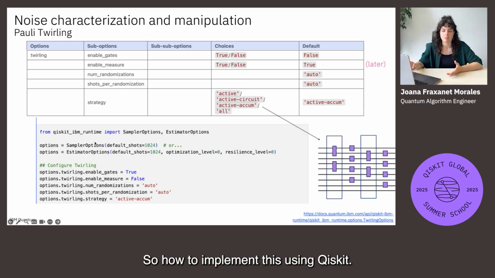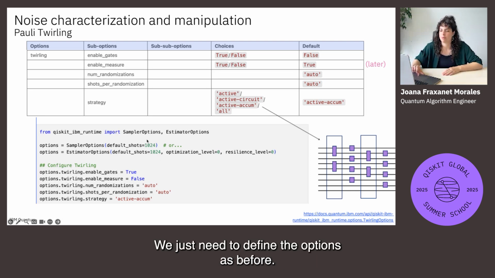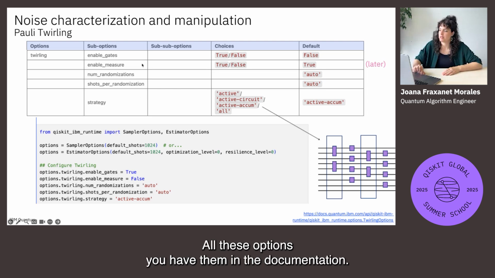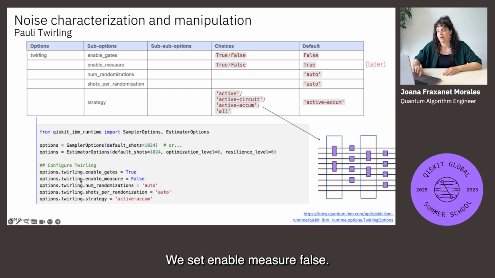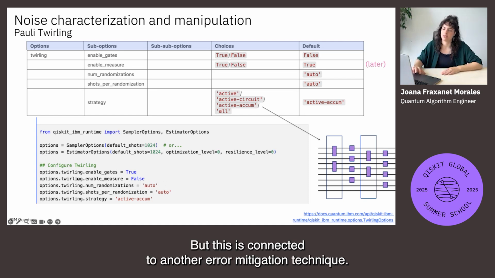So how to implement this using Qiskit? This is pretty straightforward. We just need to define the options as before. We put twirling enable gates equals true. All these options, you have them in the documentation, so you can find these tables with all the default options and so on. You set enable measure false. We're going to see later what this enable measure means, but this is connected to another error mitigation technique.